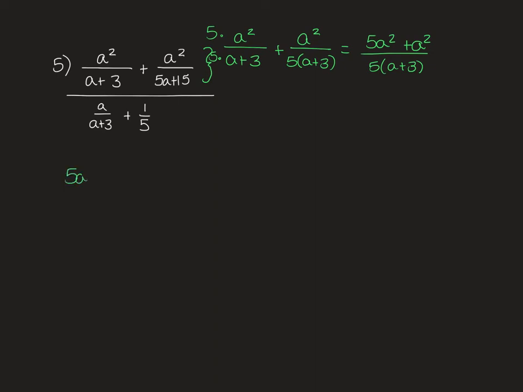So 5a squared plus a squared is really 6a squared. So 6a squared divided by 5 times a plus 3. Okay, so that's going to be my new numerator.